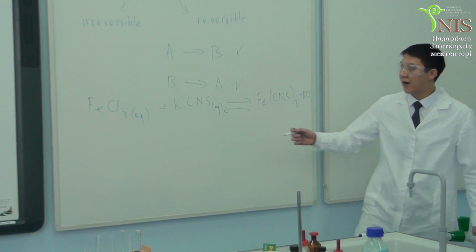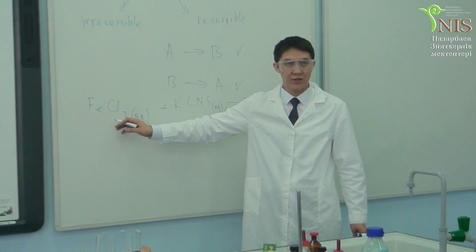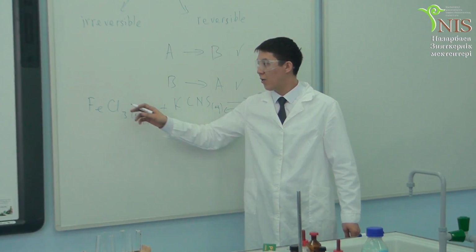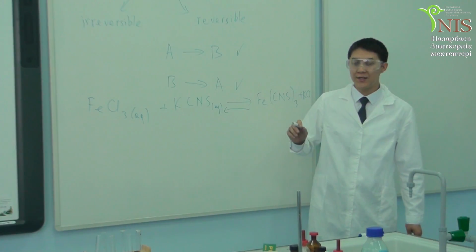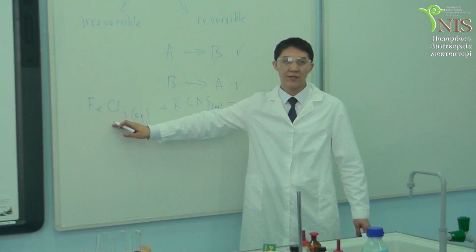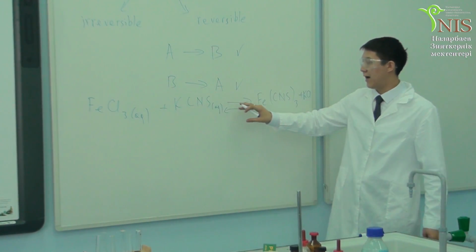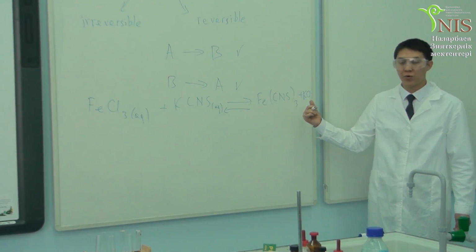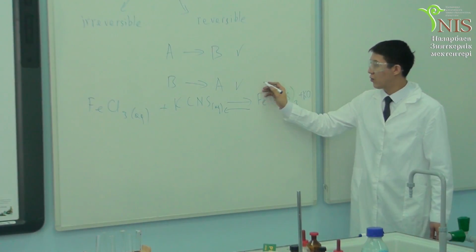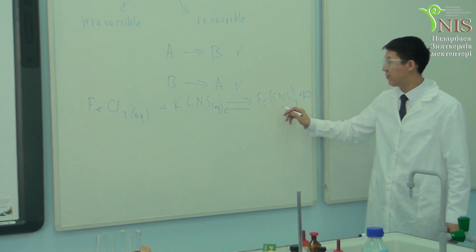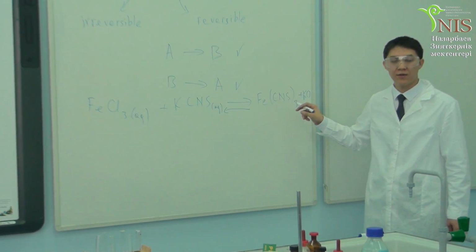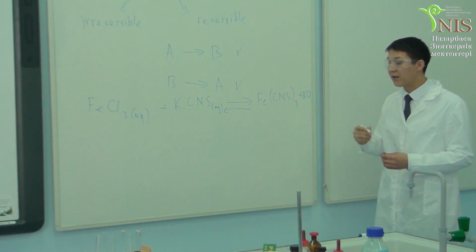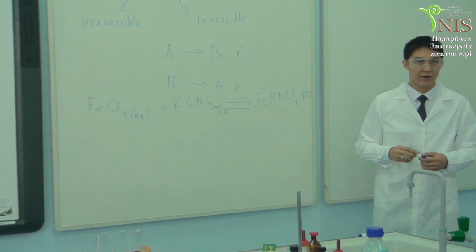And what happens when I add iron 3 chloride into this mixture? When iron 3 chloride is added, the concentration of this solution increases, and as a result, the equilibrium shifts to the side of products. And as a result, we have more iron thiocyanate. That's why the color gets darker.